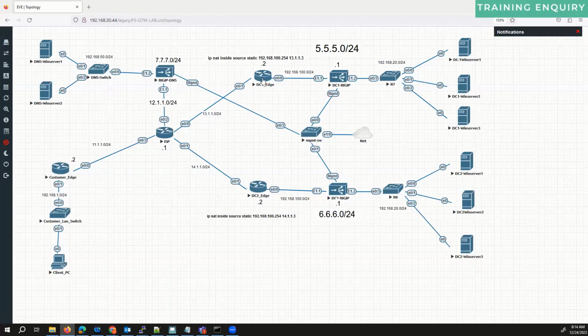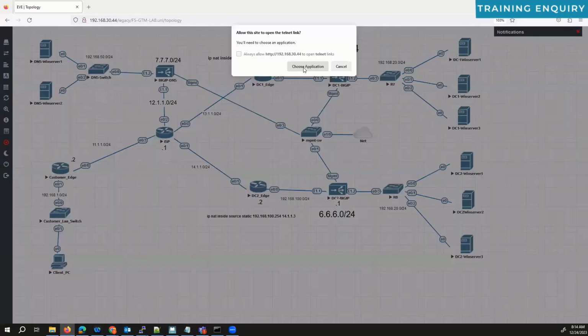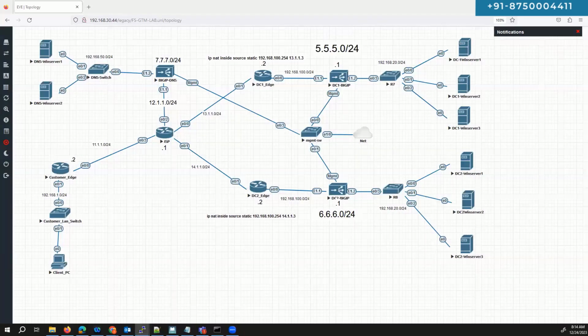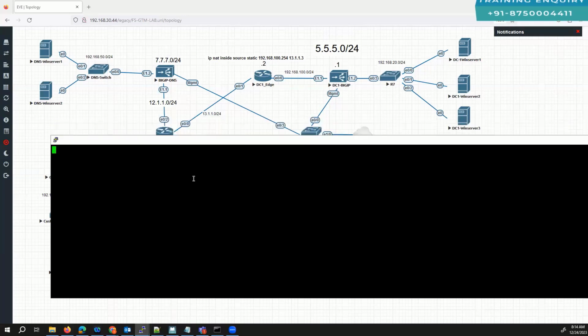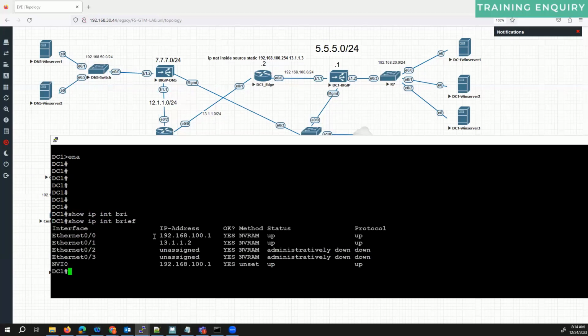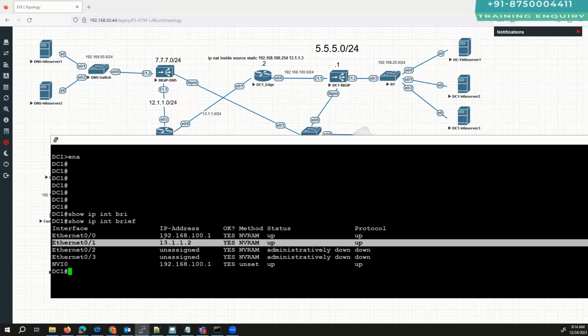Then there are the DC edge routers, DC1 and DC2. Take the DC1 edge router as an example. First, IP addresses need to be configured. On the DC1 edge router, Ethernet 0/1 should have a public IP address, and yes, 0/1 has a public IP address.